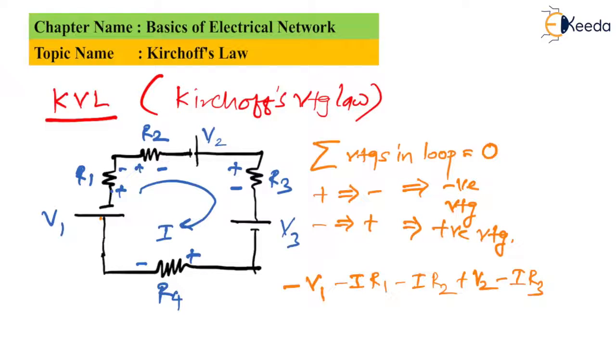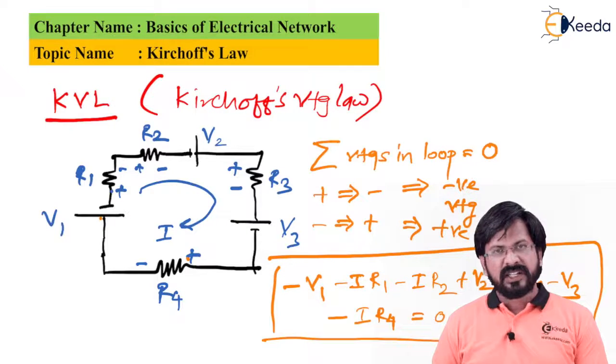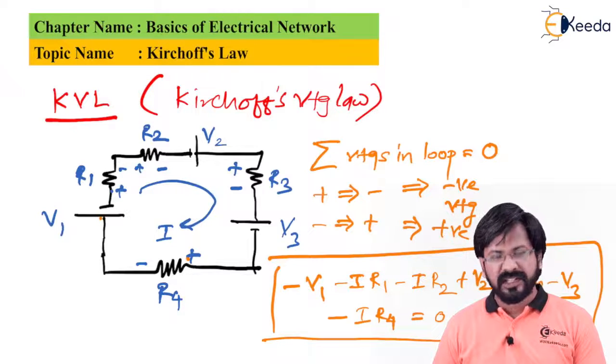Positive to negative, I will say minus V3. Positive to negative, I will say minus I times R4, and this whole thing is equal to 0. So this is the procedure by which we apply KVL. According to KVL, the summation of all the voltages in a closed loop is always equal to 0. Let us understand what KCL and KVL really mean with further examples.